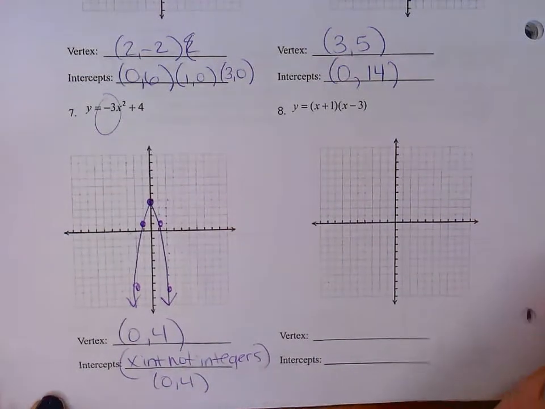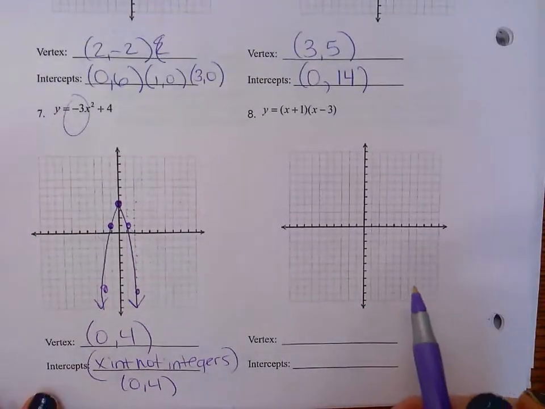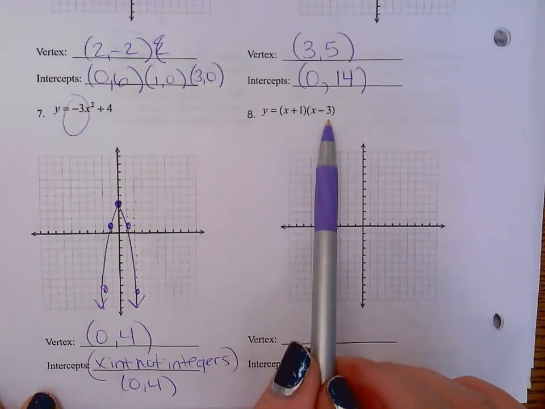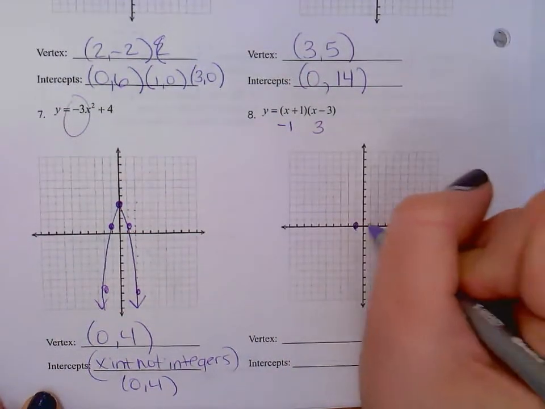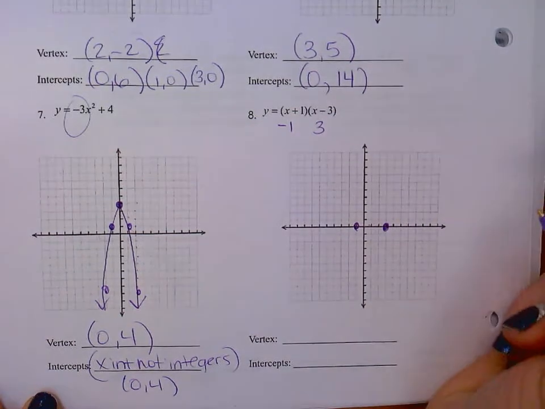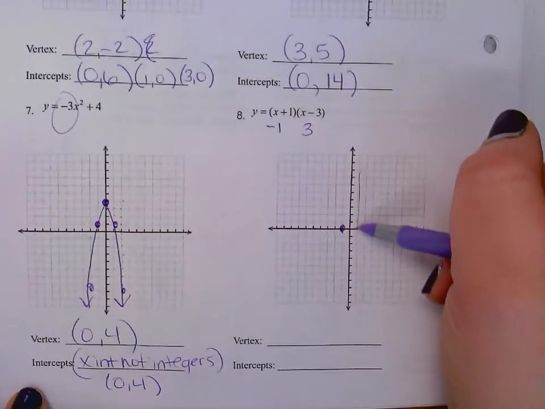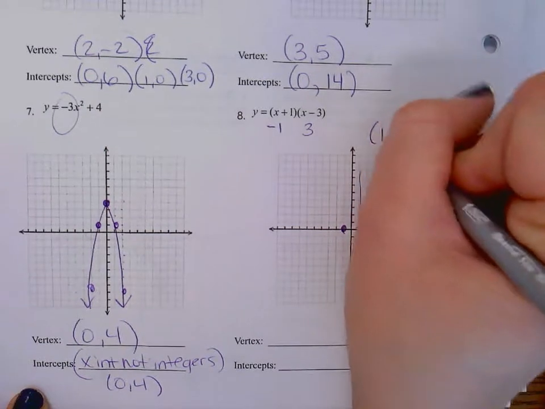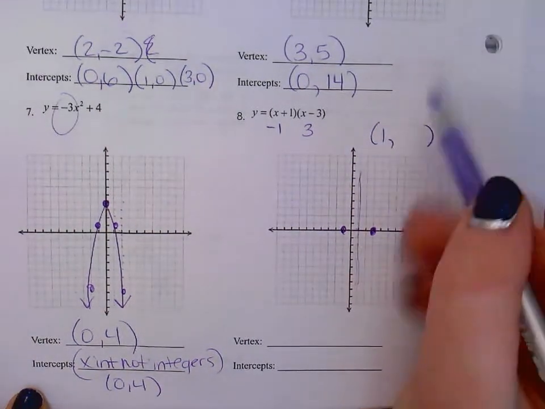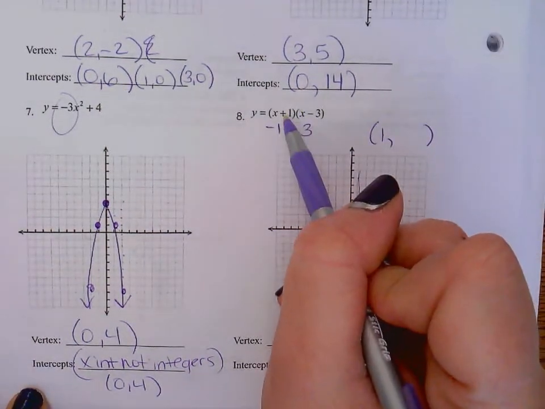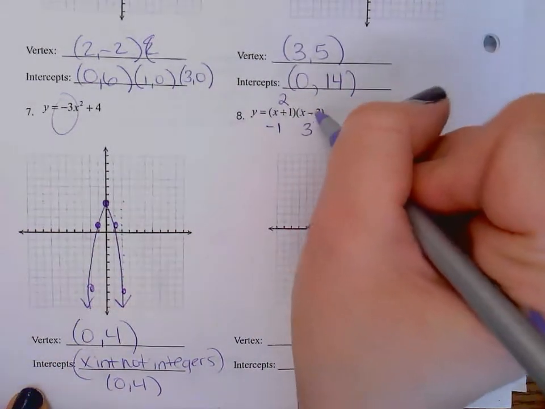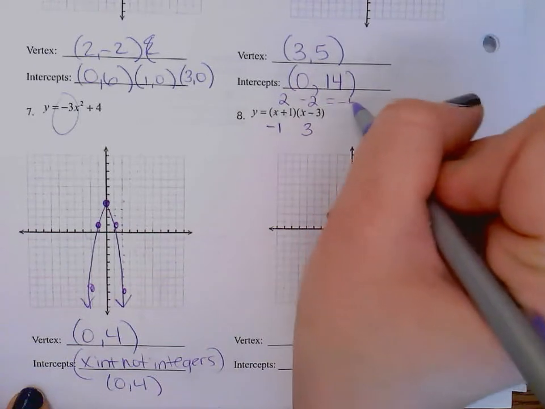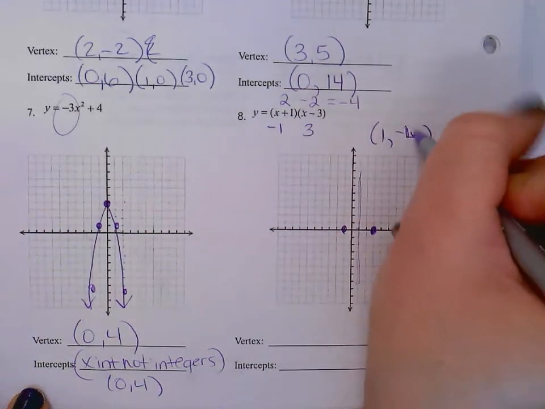All right, and this is in intercept form, so I know that negative 1 and positive 3, 1, 2, 3, are my x-intercepts. So halfway in between would be at 1. So my vertex is at 1. I plug the 1 in to see the y value. So 1 plus 1 is 2, and 1 minus 3 is negative 2. So my y value is negative 4.